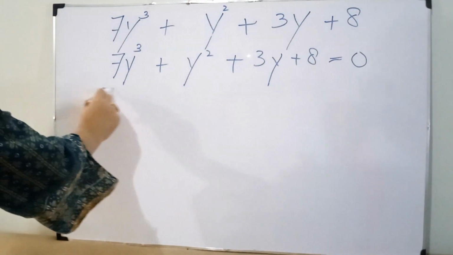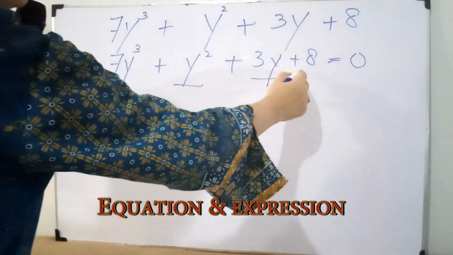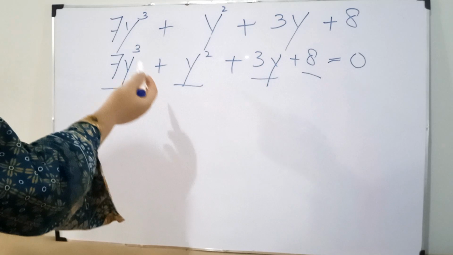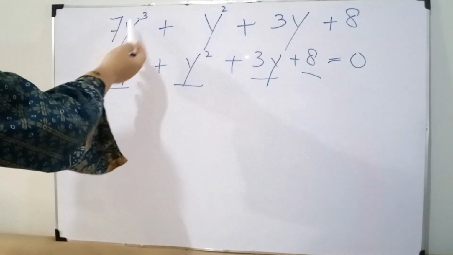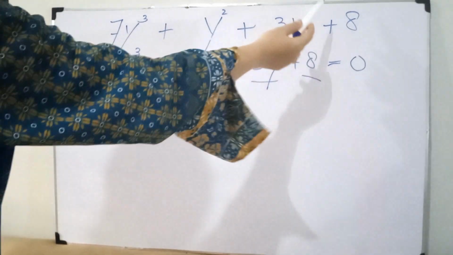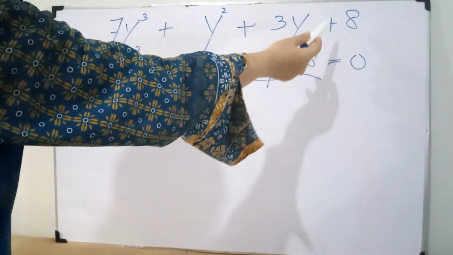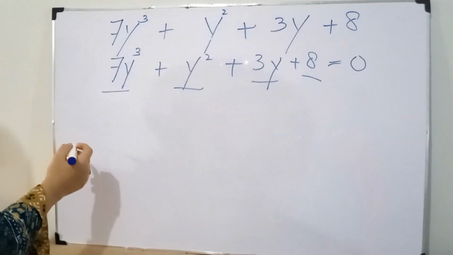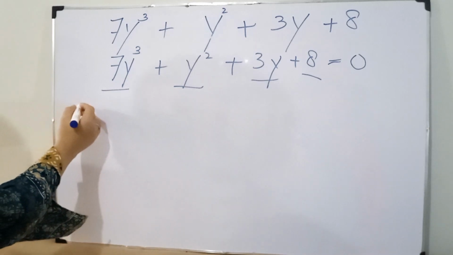And the underlined parts are the terms. Here in this expression we have 4 terms: first term, second term, third term, and the last, fourth term, is called the constant term. Now I will explain the terms and their components one by one.